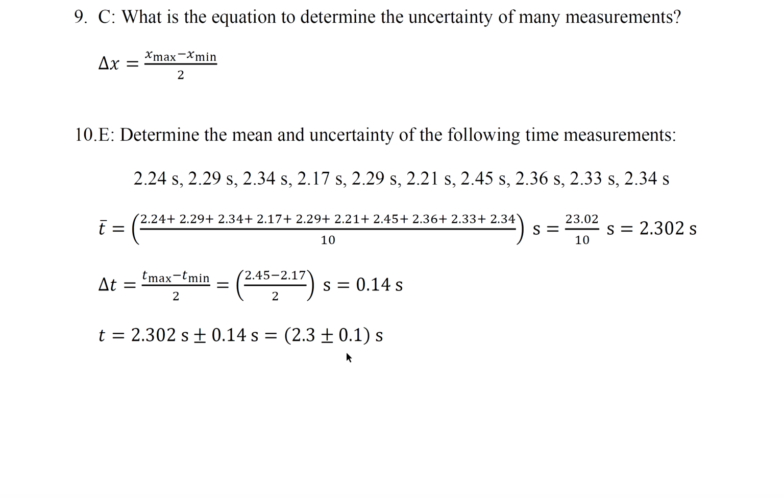Now, the reason why the uncertainty is only one significant figure is because that's just the rule. The uncertainty is always one significant figure. And the reason why the value is 2.3 is because where the significant figure is at, which is at the tenths, the value of the average should end at that place. So it's going to be 2.3. So 0.3 is at the tenths, 0.1 is at the tenths.